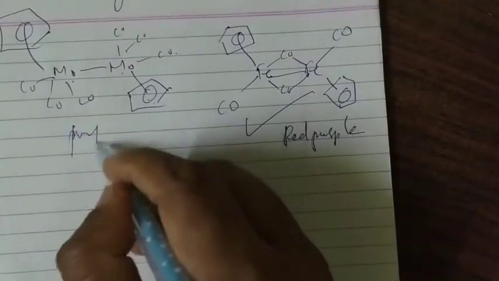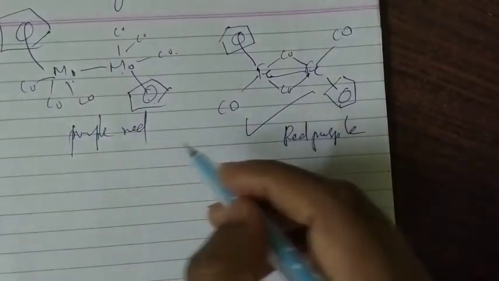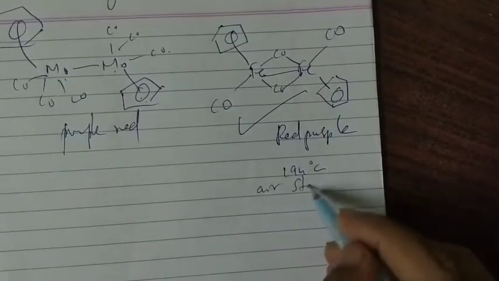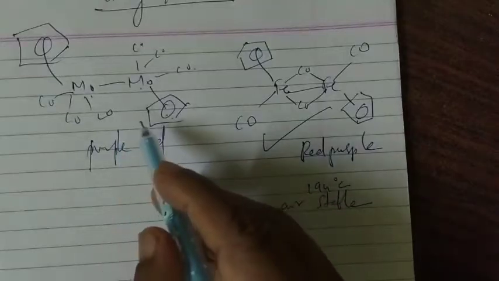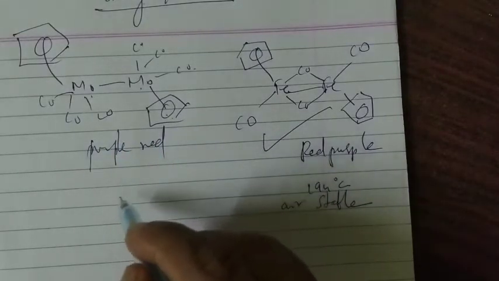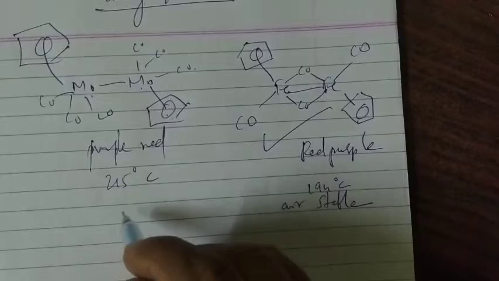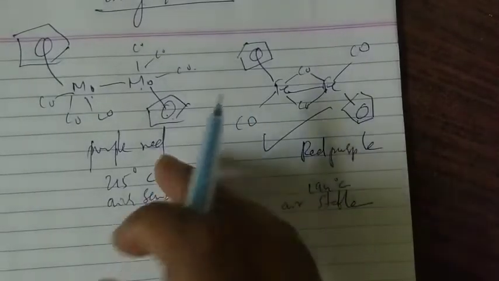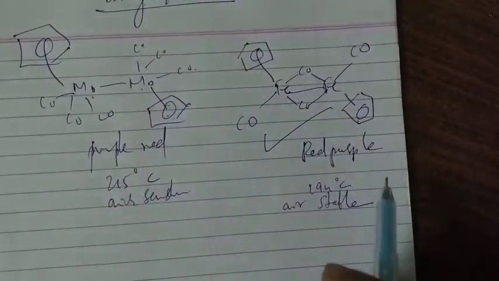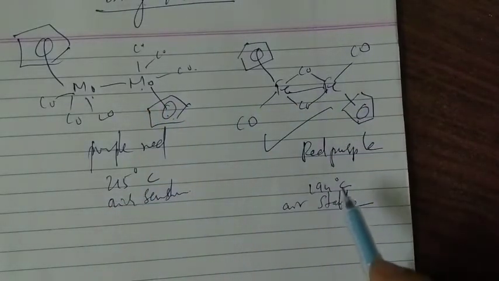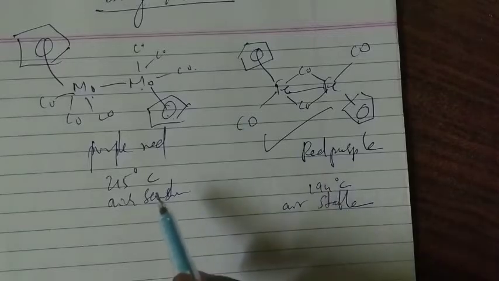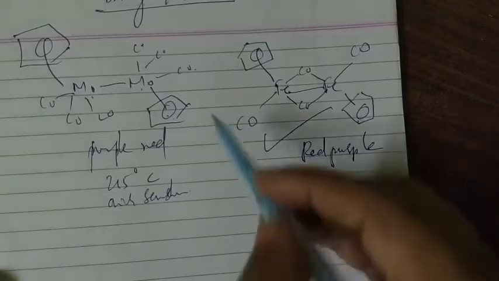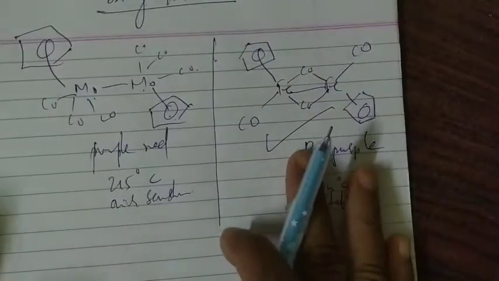This compound is purple red in color, and if you see the melting point, it is 194 degrees centigrade, but air stable. So this is air stable, but this manganese molybdenum compound has a melting point of 215 degrees centigrade, and it is air sensitive. See like this, this compound is air sensitive, and this compound is air stable, with 194 degrees, and here 215 degrees centigrade melting point. So this type of organometallic compounds can also be found.